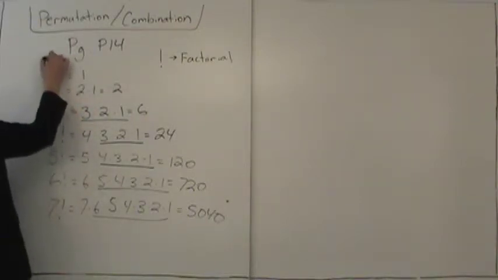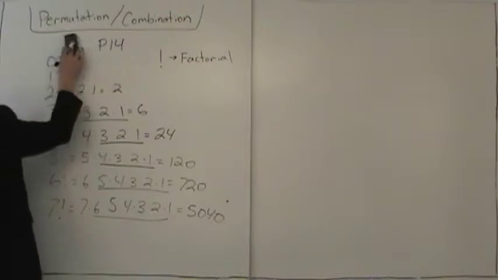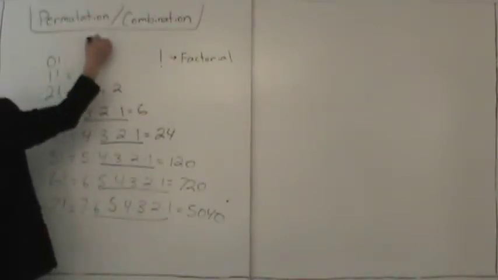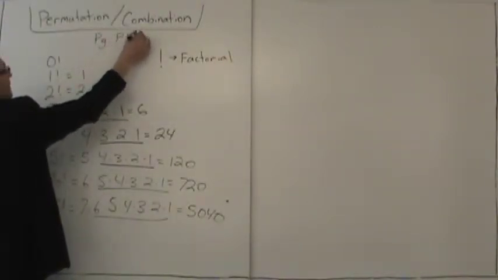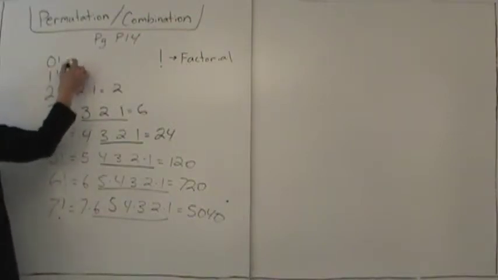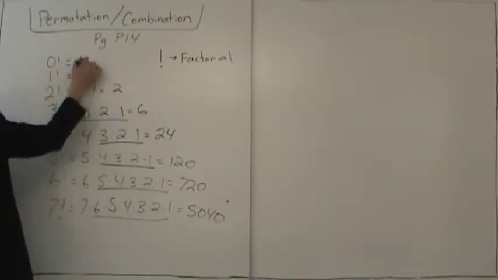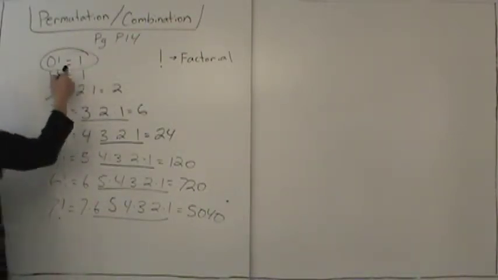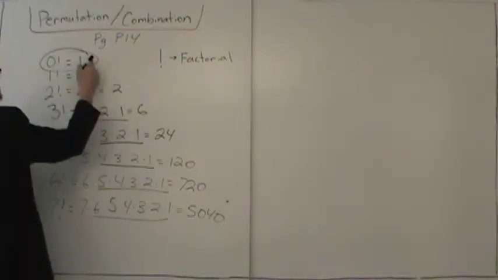Question. What is 0 factorial? I'm going to erase this. What is 0 factorial? We're on page P14. 0 factorial is, no, it's not 0, it's 1. Okay, 0 factorial is 1.